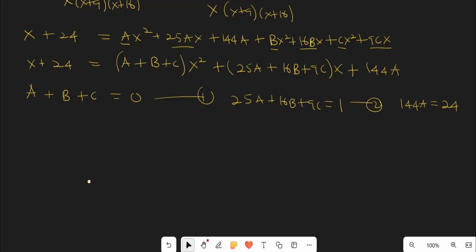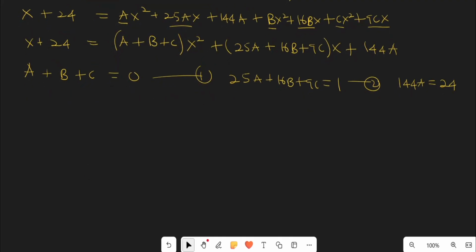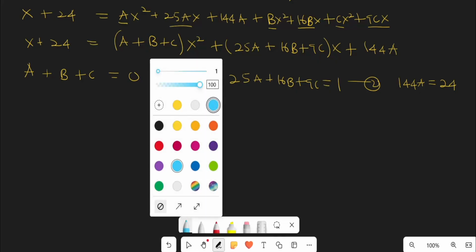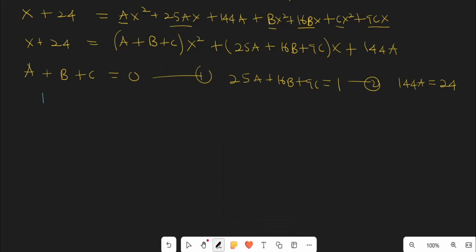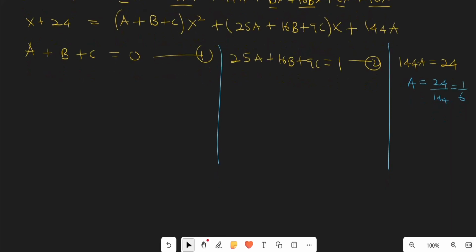So we can already find A from the last equation. You can call that equation 3 if you want, but then we can find A from there, right? So if you have 144A, so A here is going to be 24 over 144, and that is equal to 1 over 6, right? And then we can solve for the other two values, that is B and C. So A is 1 over 6, and then plus B plus C is equal to 0. That implies that B plus C is equal to negative 1 over 6. You can call that equation 3.